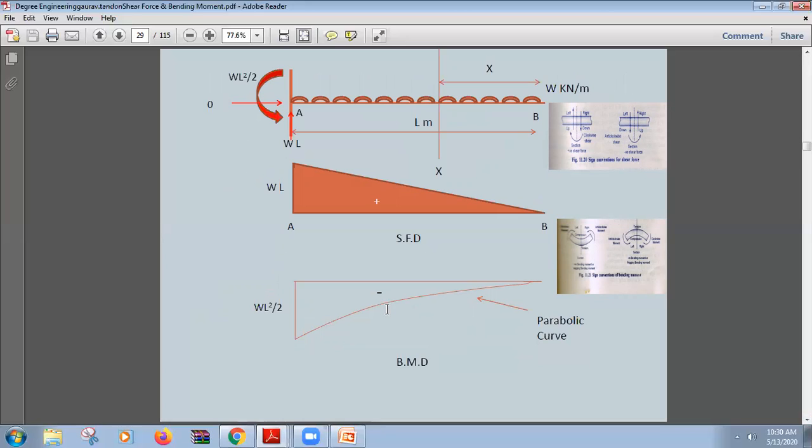Okay, I hope the bending moment diagram and shear force diagram concepts are clear to you.